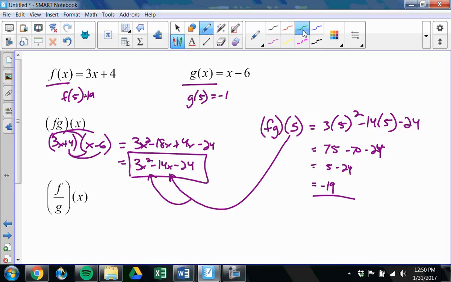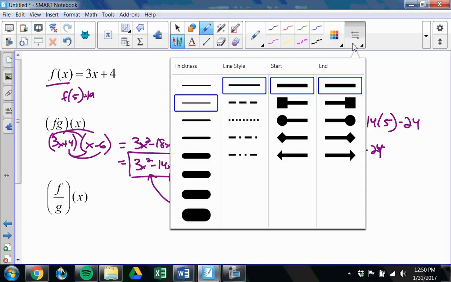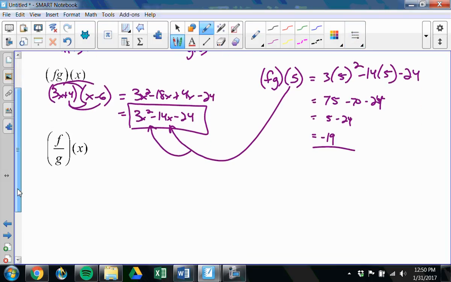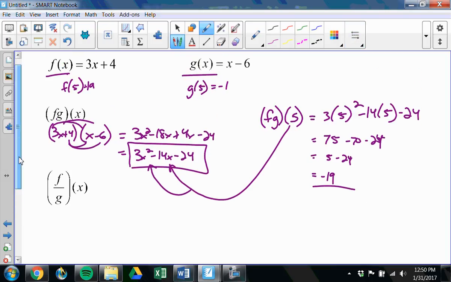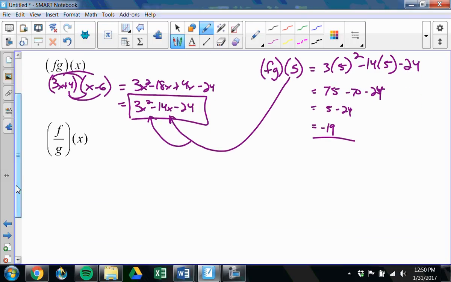The division, however, has one issue. I'm going to do f over g of x. 3x plus 4 over x minus 6.